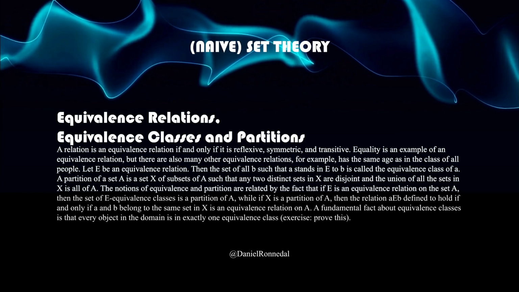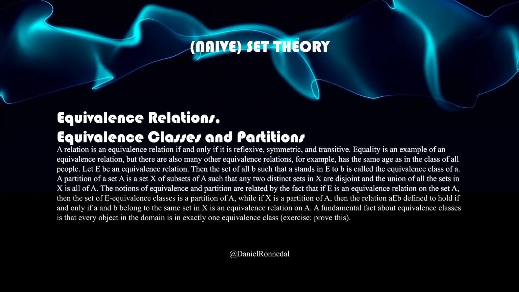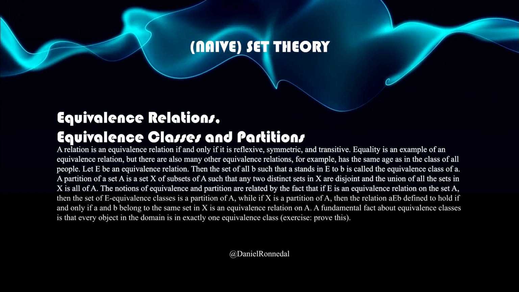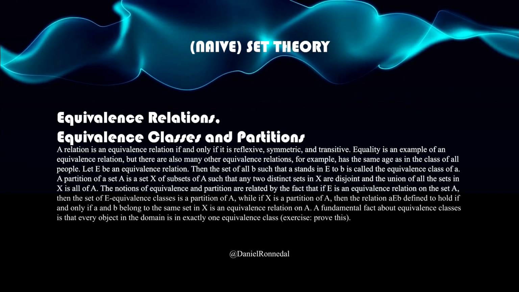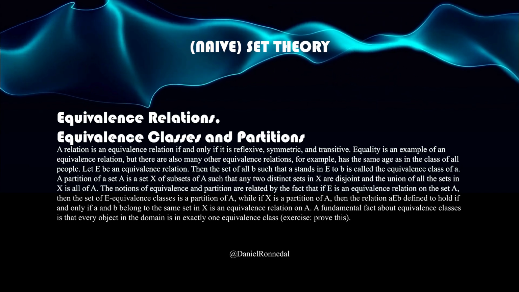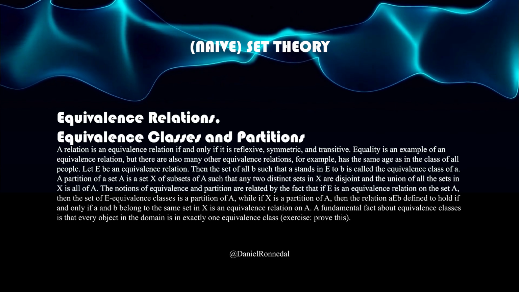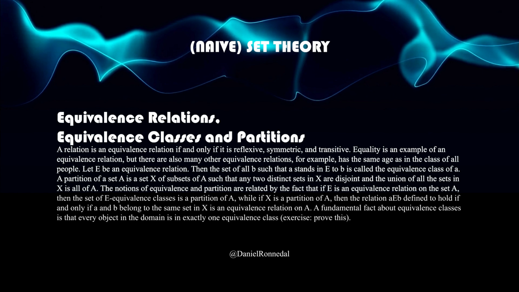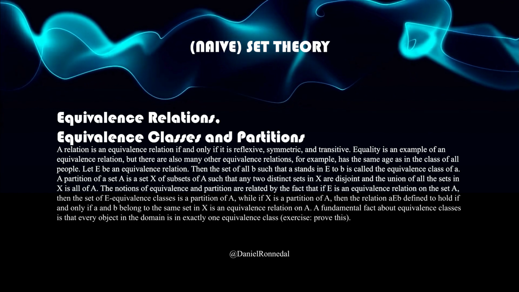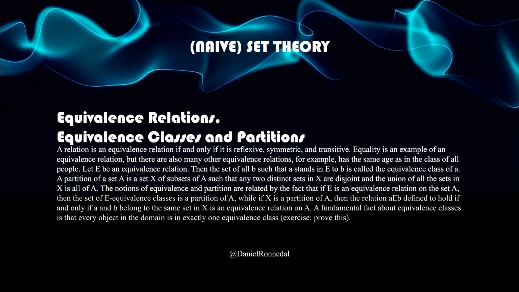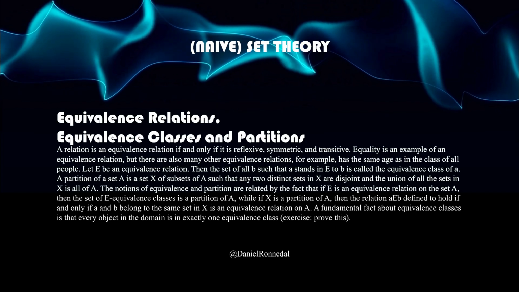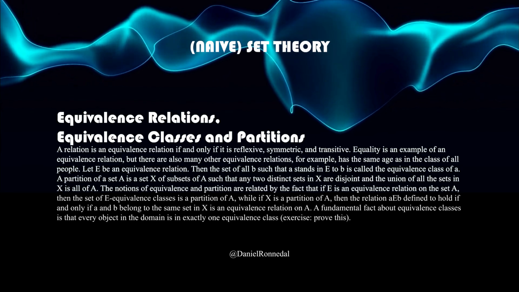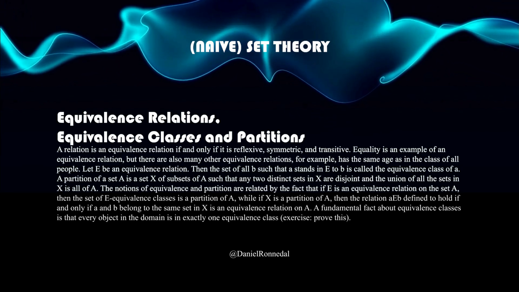A partition of a set A is a set X of subsets of A, such that any two distinct sets in X are disjoint, and the union of all the sets in X is all of A. The notions of equivalence and partition are related by the fact that if E is an equivalence relation on the set A, then the set of E equivalence classes is a partition of A, while if X is a partition of A, then the relation aEb, defined to hold if and only if a and b belong to the same set in X, is an equivalence relation on A.